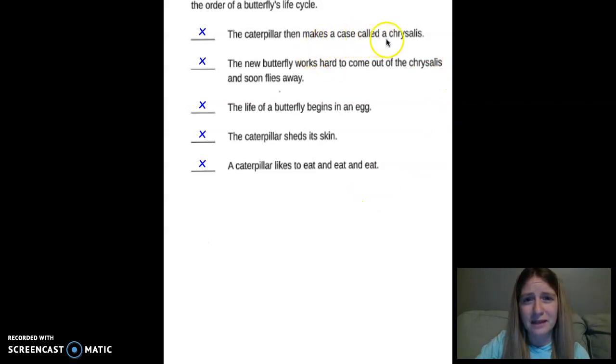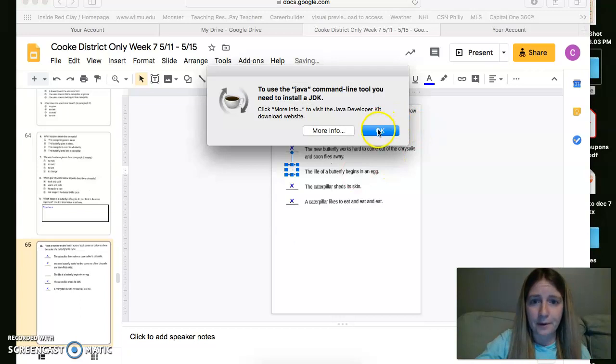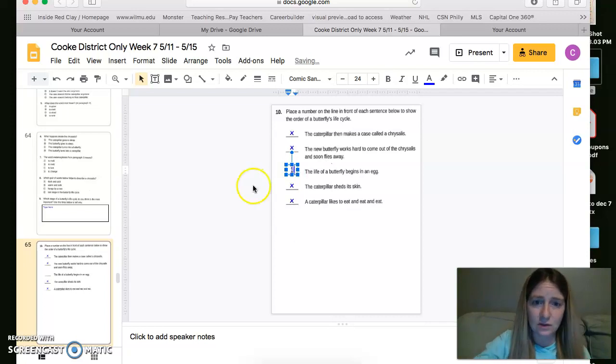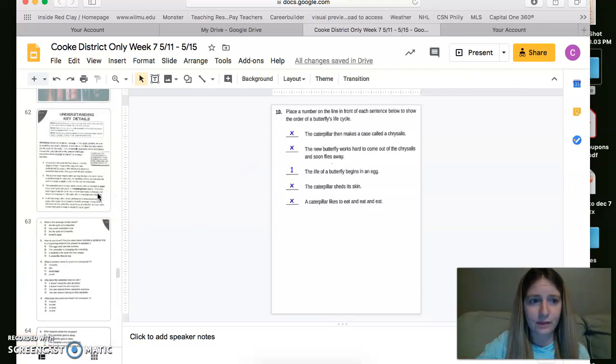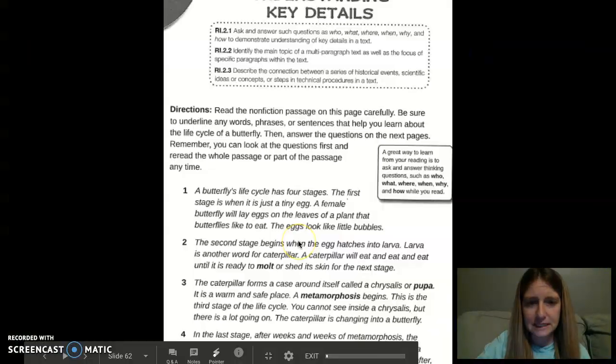So the caterpillar makes a chrysalis. No. The new butterfly works hard. The life of a butterfly begins as an egg. Yep. I remember that is what I read about. It told me that they put eggs on butterfly plants that they usually eat. So I'm going to put a number 1 there. And now let's go back and reread. Let's make it bigger again so you guys can see it.